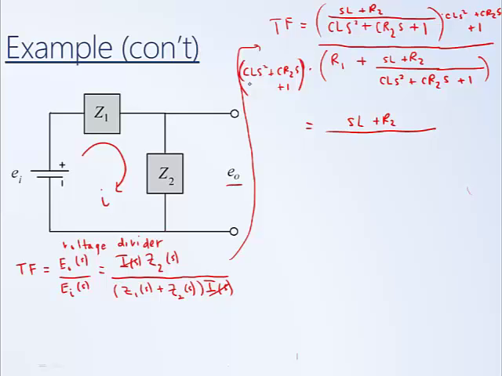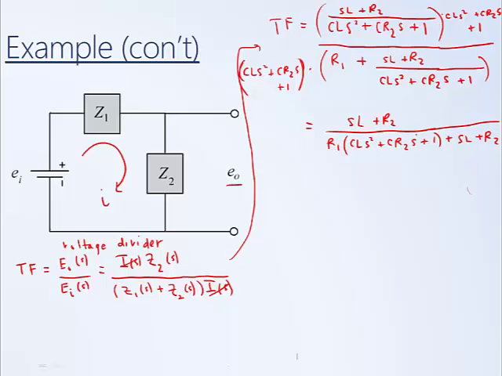In the denominator, if we multiply through, this expression will distribute and it'll multiply the R1. And then when we distribute it to the second term, this denominator will cancel with that term, and we'll just be left with SL plus R2. Now this is done. So we've reduced the transfer function into the form of a single polynomial divided by a single polynomial.